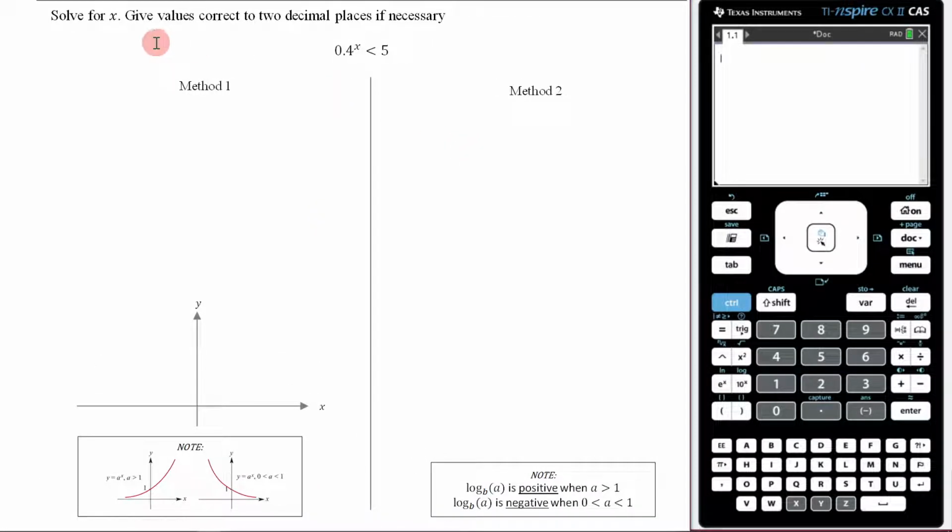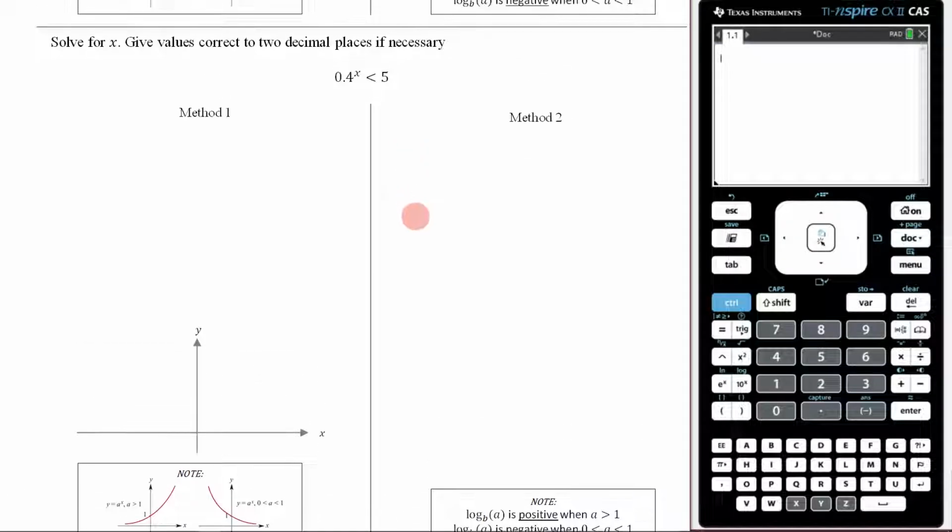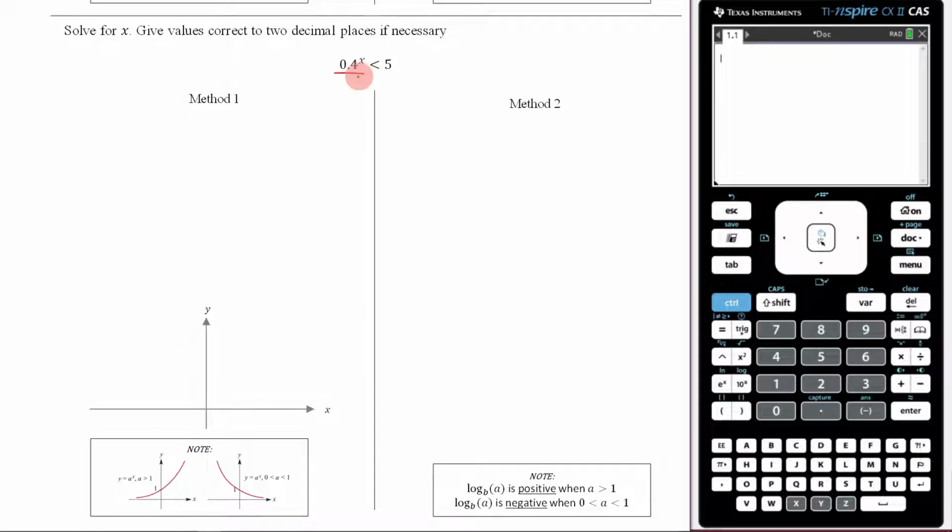So we need to solve for x and give values correct to 2 decimal places if necessary. And here we've got 0.4 raised to the x is less than 5. And we're going to do method 1 first. And remember, method 1 involves graphing it. So here I've got 0.4 raised to the power of x.